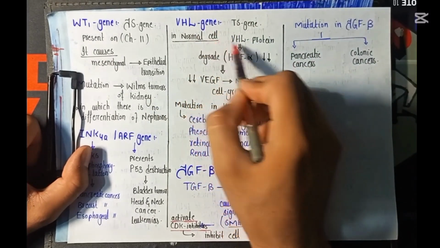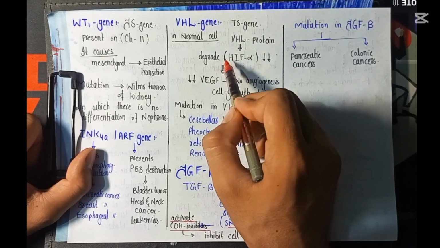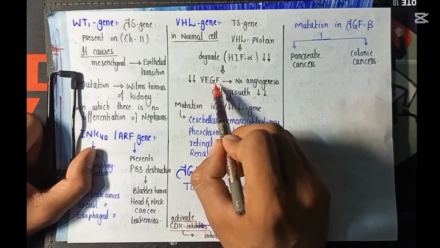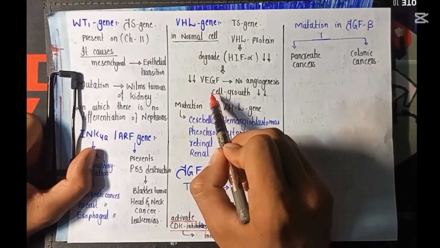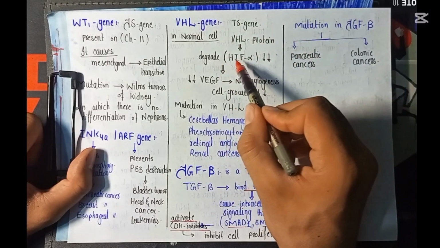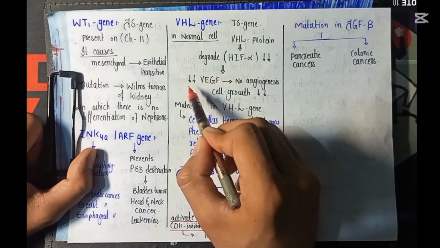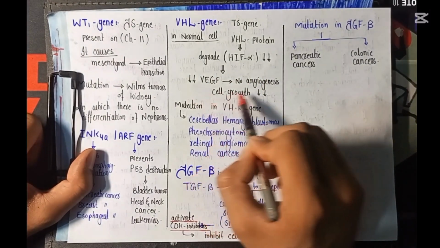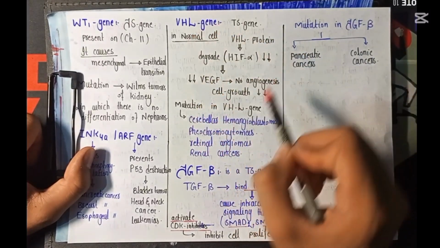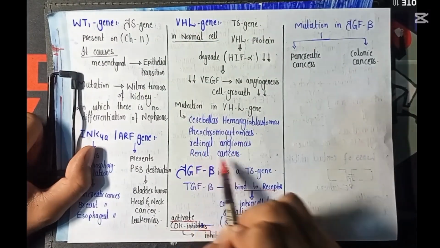In a normal cell, when this gene is expressed, it produces a protein which causes degradation of hypoxia-inducible factor alpha, and the concentration of this hypoxia-inducible factor decreases, which causes a decrease in the synthesis of vascular endothelial growth factor. So there will be no angiogenesis, and there will be a decrease in cellular growth. But if there is a mutation in this gene, then the concentration of hypoxia-inducible factor will increase, and there will be no degradation of this factor, and hence it will lead towards more angiogenesis and increase in cell growth, which leads to neoplastic changes. And the von Hippel-Lindau gene mutation is present in cerebellar hemangioblastomas, pheochromocytomas, retinal angiomas, and renal cancer.